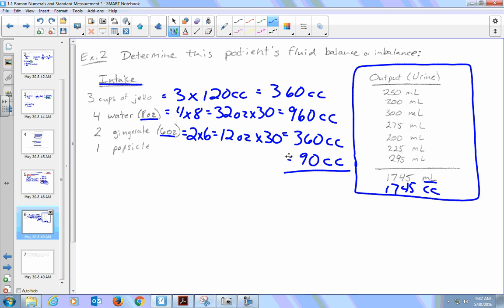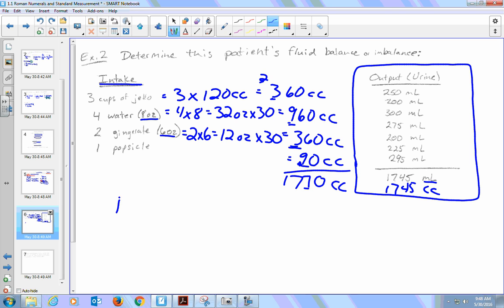So adding up the columns, 0 plus 0 plus 0 plus 0 plus 0 gives us 0. 6 plus 6 is 12, so we're going 6. Next column, I didn't line these up very well, but 6 plus 6 is 12, plus 6 is 18, plus 9 is 27. And then in the last column, we're going to go 2 plus 3 is 5, plus 9 is 14, plus 3 is 17. So this patient's intake was 1,770 cc's.